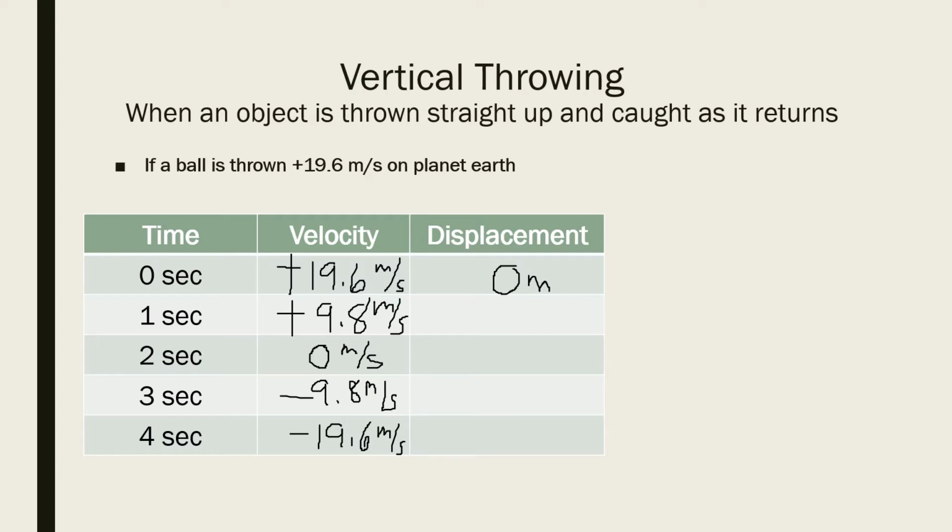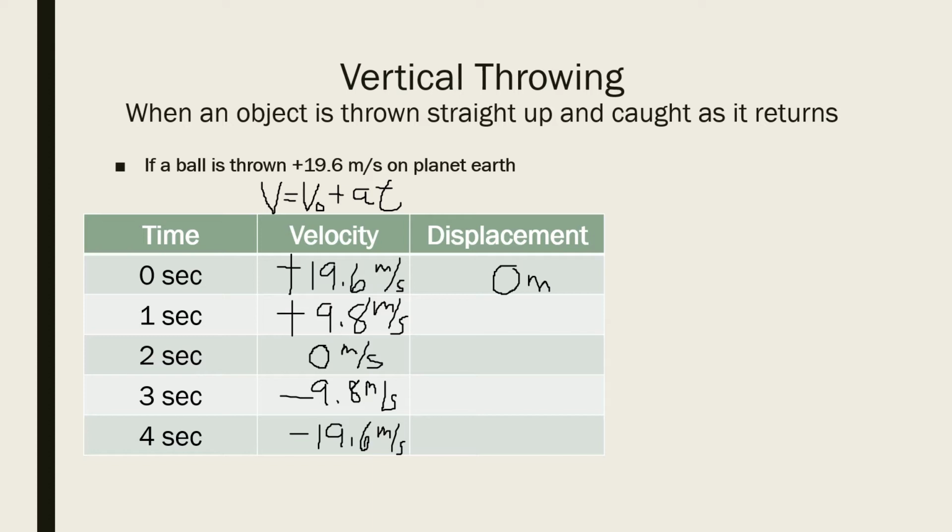But if you don't like that, if you're the type of person who says, give me an equation, I feel safer with the equations, I feel like I'll mess up the patterns, well then, use the vertical throwing equation. V equals V naught plus AT. That would work for any of these seconds.